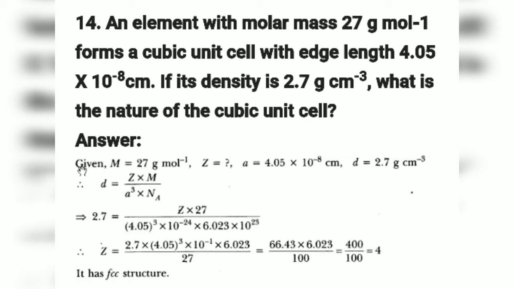Now dear student, keep all this into your main formula, that is D is equal to Z M divided by A cube Na. You know the density, you know the molar mass, you know the A. So you write A cube, and Na, that is Avogadro's number, you also know and write. When you are finding Z, you rearrange the formula, shifting the values, and you get 2.7 into 4.05 raised to cube into 10 raised to minus 24, into 6.022 into 10 raised to 23, divided by 27. So dear student, when you solve this, you get the value 4.